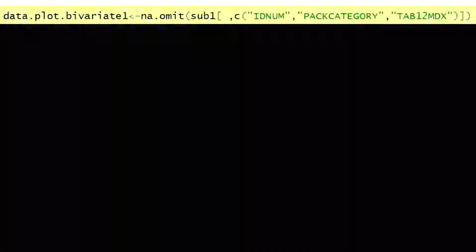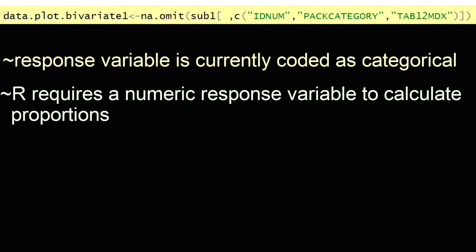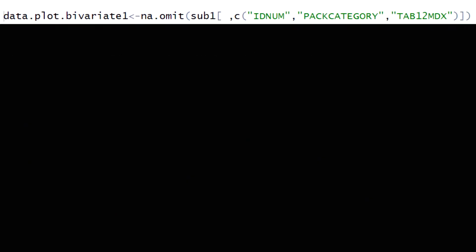One last data management step we need is to change the storage type of the response variable. Right now, it's correctly coded as categorical. However, we need to change the storage type to numeric. R requires the response variable to be numeric in order to calculate the proportion of the sample diagnosed with nicotine dependence. It's very important to note that this is only for the purpose of plotting and should only be done on the plotting dataset, data.plot.bivariate1. It should never be done on the original dataset, data or sub1.